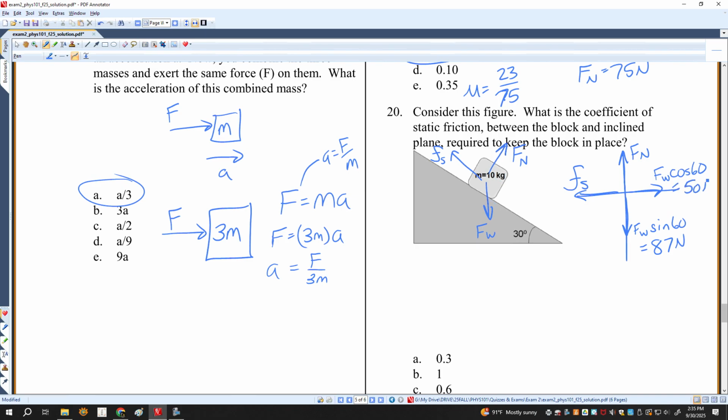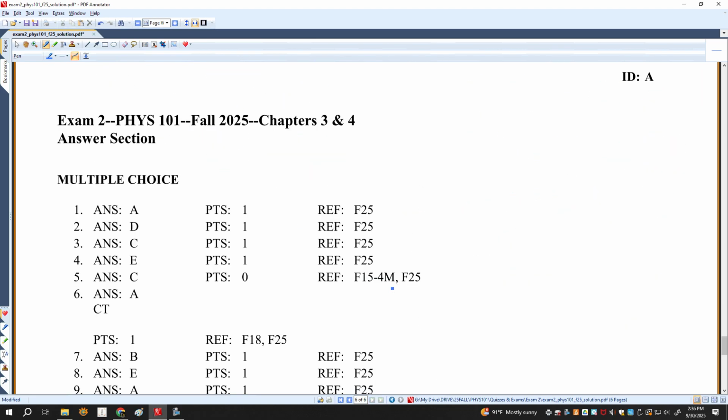Equal to 50 newtons. So since this is staying in place, I know two things. The sum of the forces in the x equals 0, and the sum of the forces in the y direction equals 0. That means that Fs is equal to 50, and Fn is equal to 87 newtons. And so mu is going to be 50 divided by 87, 0.6 or 0.57, 0.6. All right, I think that was it.